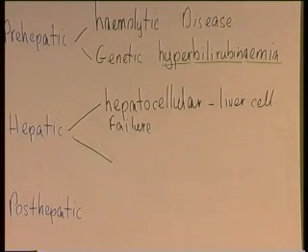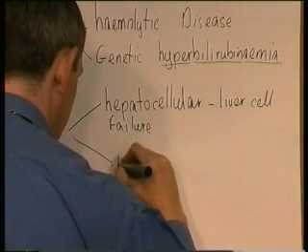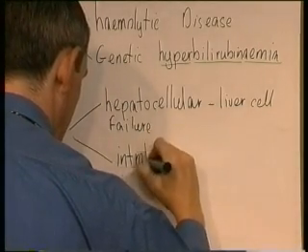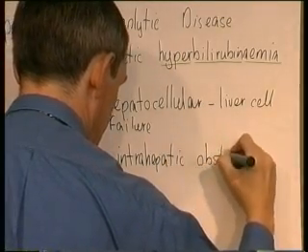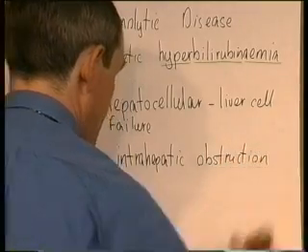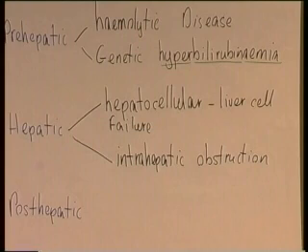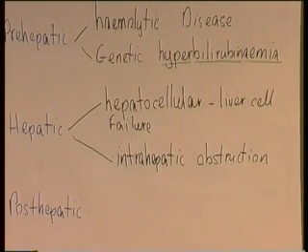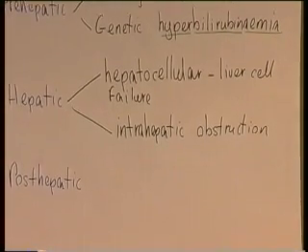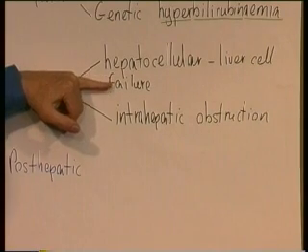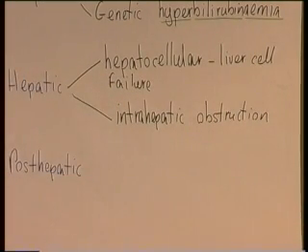Normally, but there's obstruction within the liver itself. So there may be an intrahepatic obstruction, something blocking the small bile ducts in the liver before the bile is able to get down to the right and left hepatic duct and the common bile duct and the gallbladder and all the rest of that biliary system. So hepatic: failure of the liver cells themselves, or some obstruction inside the liver.